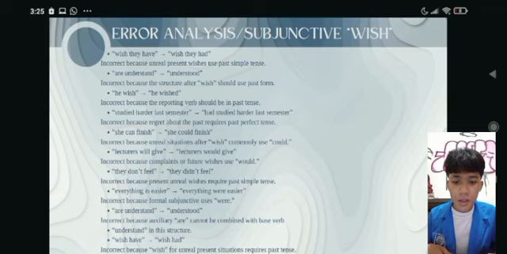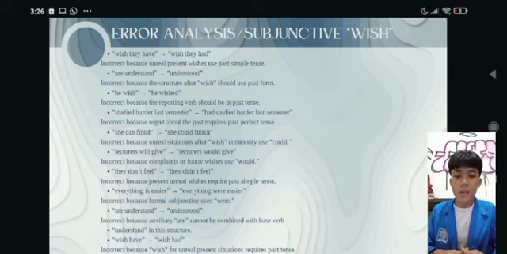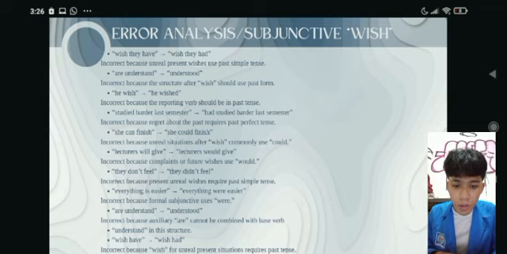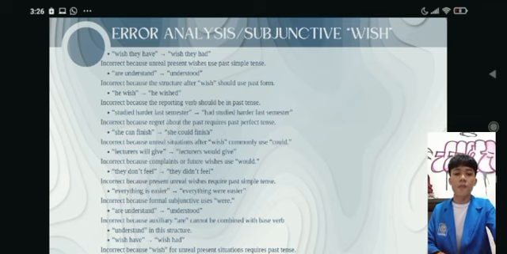The next, "everything is easier": the correct analysis is "everything was easier", because the formal subjunctive uses "were" or the past form. Sorry. Next, "are understand": the correct analysis is "understood", because the auxiliary "are" cannot be combined with a base verb. Next, "wish have": the correct analysis is "wish had", because a wish for an unreal present situation requires the past tense.